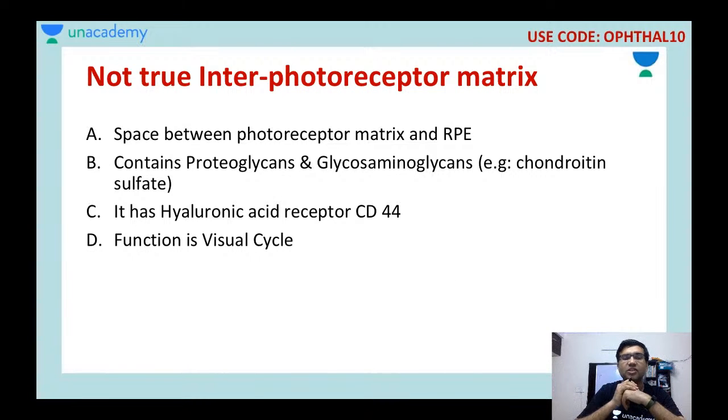Our next question: which is not true regarding the interphotoreceptor matrix? The interphotoreceptor matrix is between the rods and cones. Your options are: space between the photoreceptor matrix and the RPE, contains proteoglycans and glycosaminoglycans, it has hyaluronic acid receptor CD44, and D, that its function is visual cycle.